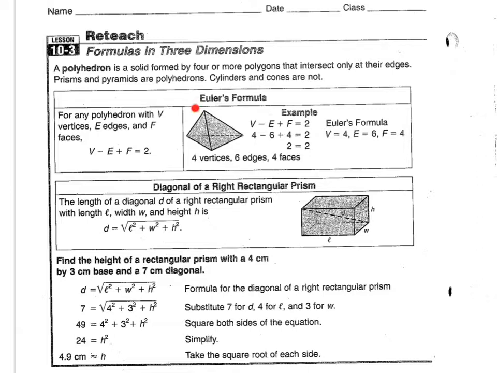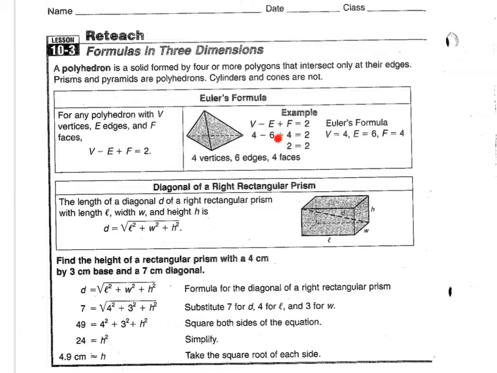One of the formulas that we need to make sure we memorize is Euler's formula. Now, who is Euler? Well, Leonhard Euler was an 18th century physicist who developed this formula and also many other concepts that we now use in modern mathematics, in geometry, in trigonometry, in pre-calculus, and in some other areas. Now, the formula that he developed is V minus E plus F equals 2, where V is vertices, E is the edges, and F is the number of faces.